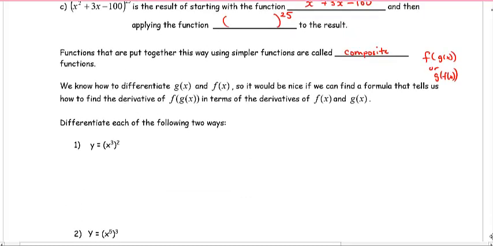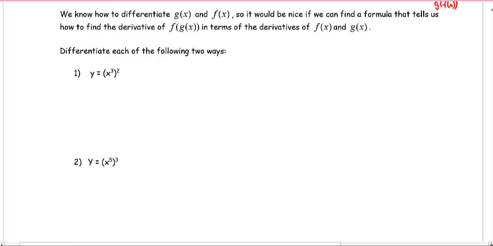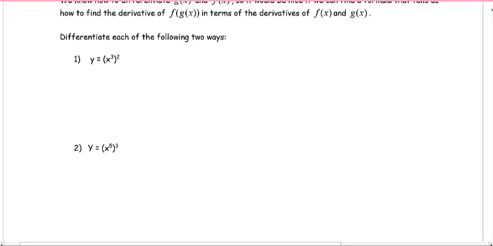Okay? So, I'd like to just take a look at these two, and I want to differentiate these two different ways. And then hopefully from these two examples, you and I can come up with a nice kind of procedure or formula to find the derivative of composite functions. So the first way will be expand and simplify.